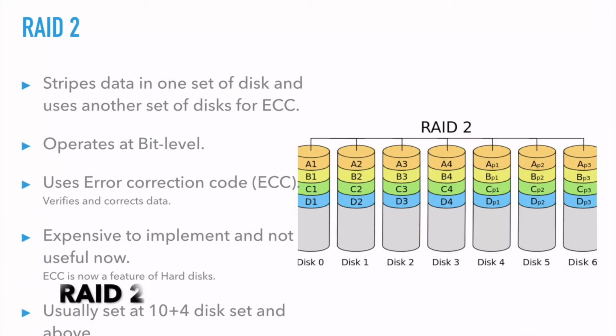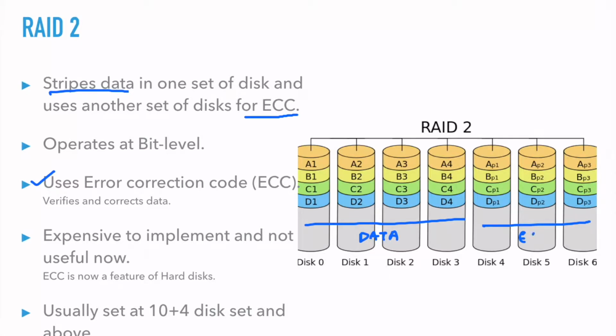RAID 2 is not very popular, but I'll cover it over here just for the fundamentals. RAID 2 stripes data in one set of disks and uses another set of disks for error correction code. Error correction code is a program which is running behind the scenes to generate ECC code, which is then kept in the other set of disks. So you have got data disks and you have got ECC disks.